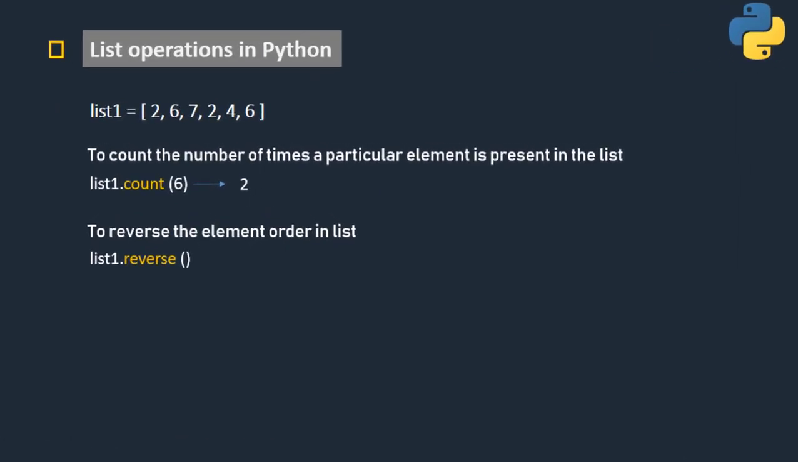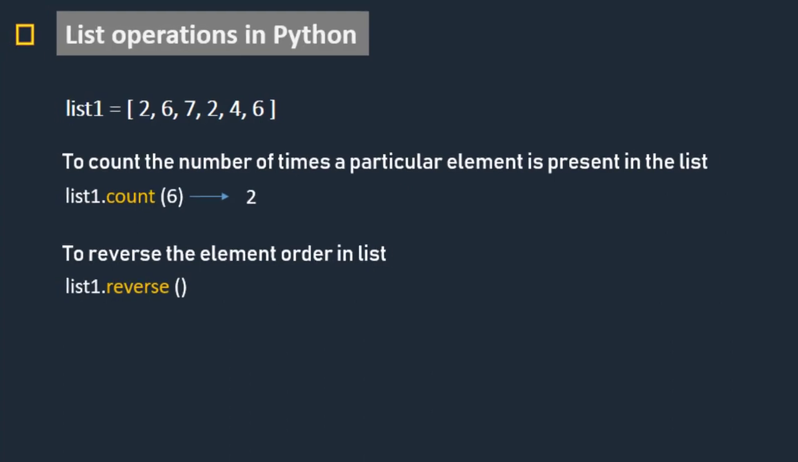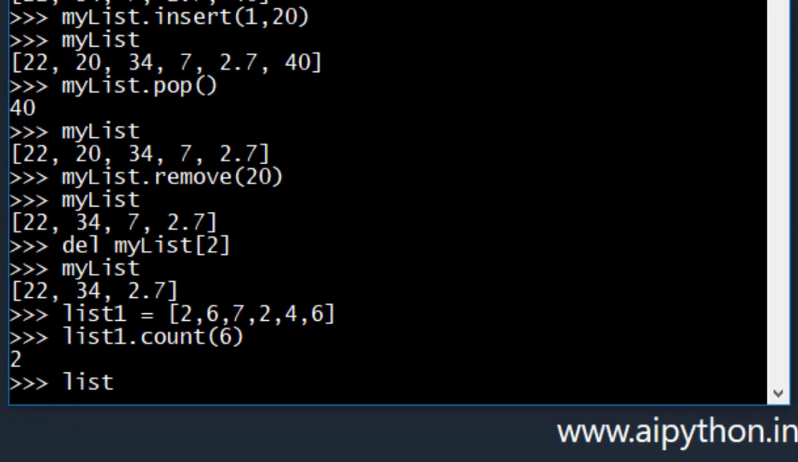To reverse the element order in the list, there is a command in Python called reverse. You put the list name dot reverse, followed by open and close brackets. It will reverse the order of the list. We'll see through an example. List1 dot reverse.